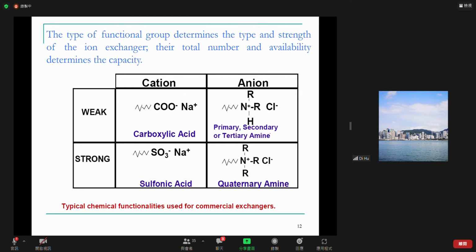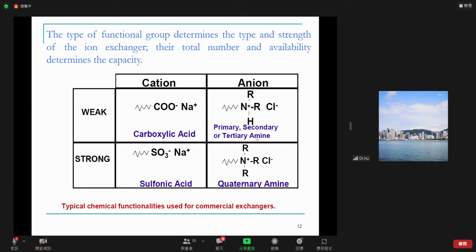Normally encountered. And you can see the type of functional group determines the type and strength of the ion exchanger. That's two things, because it determines whether it can retain cations or anions, so whether it's strong or weak. The total number and availability of sites determines capacity. That means how many of those charged sites are on the stationary phase. Okay, and this is pretty common.